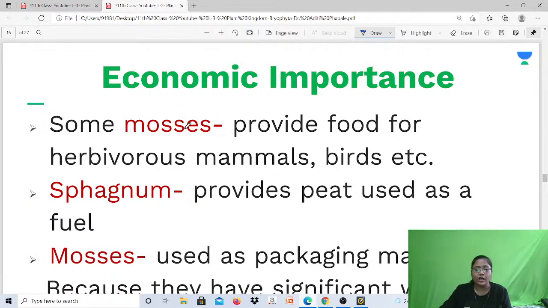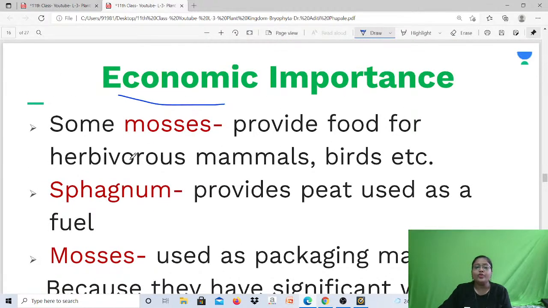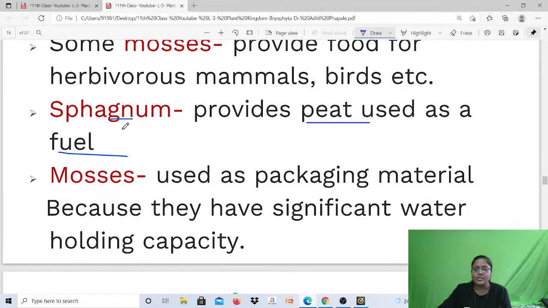Economic importance: how these mosses are important for us. Some mosses provide food for herbivorous mammals, birds, etc. The mosses are food for herbivorous mammals, which eat only plants, and for birds. Sphagnum moss provides peat, which is used as a fuel. Peat is a substance that is used as fuel; you can burn sphagnum.